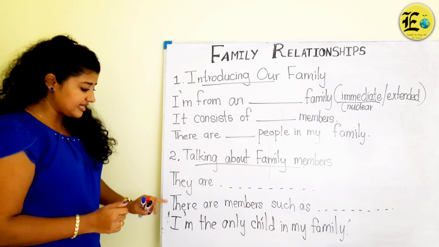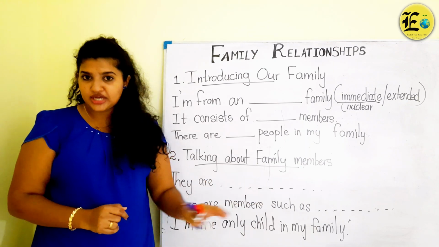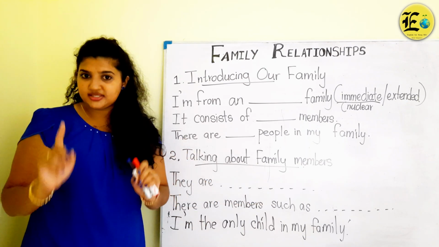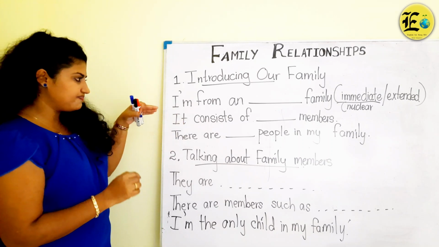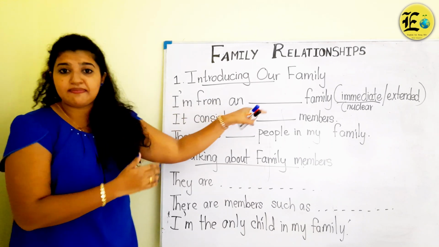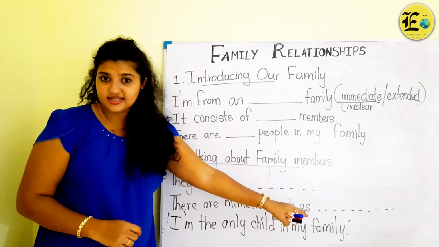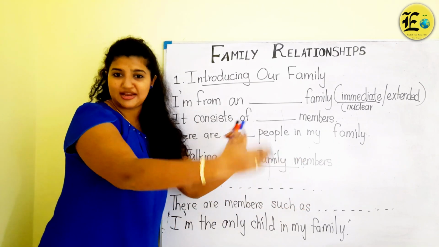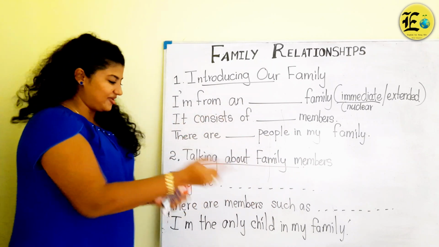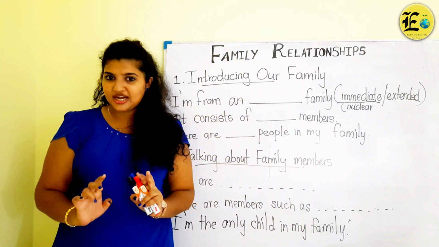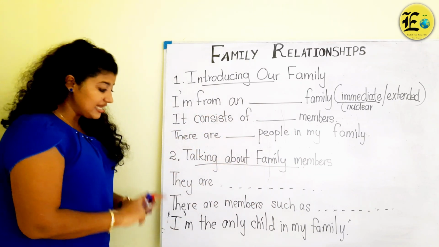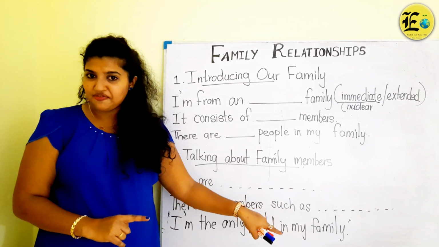The next way is there are members such as. So if you use a phrase like this, it consists of 10 members. They are members such as my father, mother, grandfather, grandmother, and so on. Okay. What if you're the only child? Don't forget to use this phrase, I'm the only child in my family.